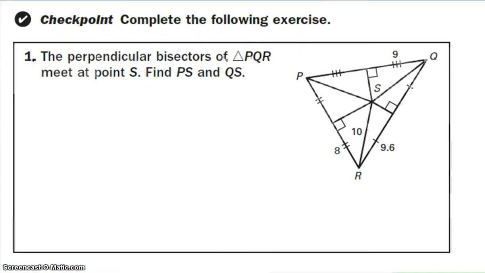Alright, so let's put that into motion. If the perpendicular bisectors of PQR meet at a point S, find PS and QS. Alright, now PS and QS need to be the same length as SR. They need to be equidistant from all the vertices. So if SR is 10, then PS and QS must also be 10.